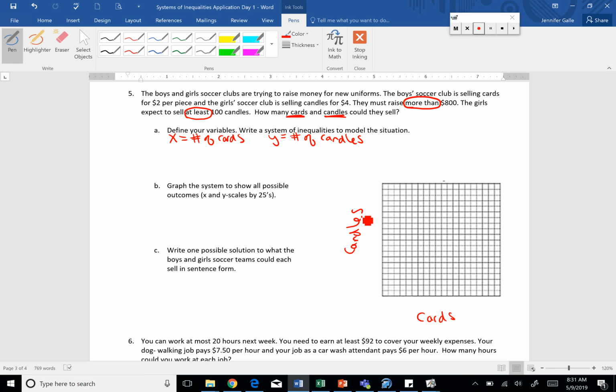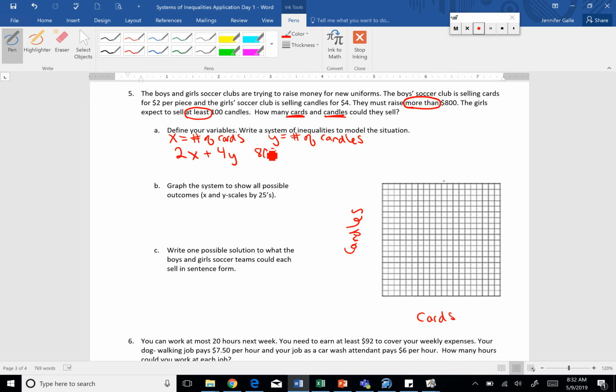All right, now we have to write our inequalities. Our first total we have, it says they must raise more than $800. So to get $800, we know it's $2 for every card. And we know that it is $4 for every candle. And we're looking at $800. Now I know if I ask you guys for equations, most of you would write this equation, no problem. You'd put your equal sign and move on. But we've got that pesky phrase more than in there.